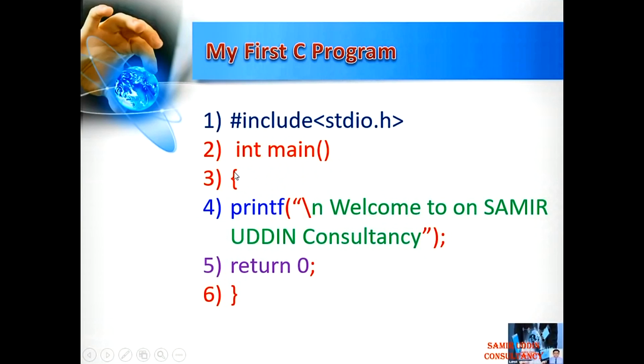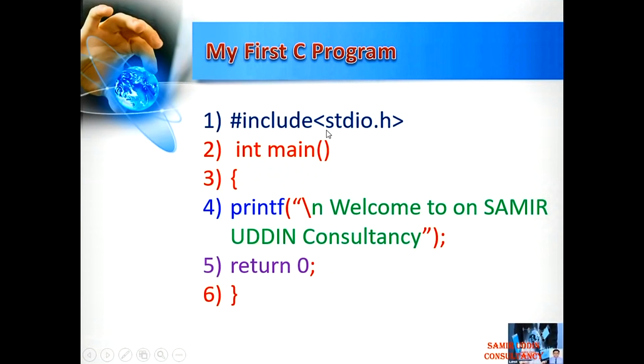Next are curly braces. Curly braces group related statements. Here you can see curly braces group this printf and return 0, which is called the body of a function. Next is printf. Printf prints the text on screen, and is defined in stdio.h, which is called the standard input and output header.